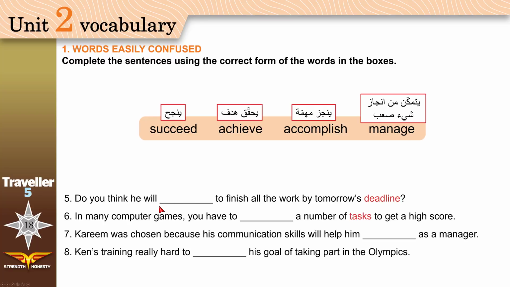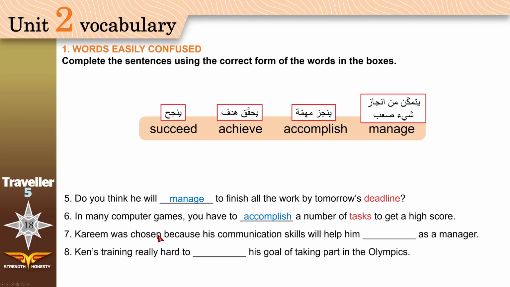Do you think he will manage to finish all the work by tomorrow's deadline? Deadline is the last time allowed. You have until tomorrow to finish all the work, a lot of work. Manage. Do you think he will manage? He will be able to do that successfully? In many computer games, you have a number of tasks. A task is a piece of work that has to be done. To get a high score, you need to accomplish, complete tasks to get high score.